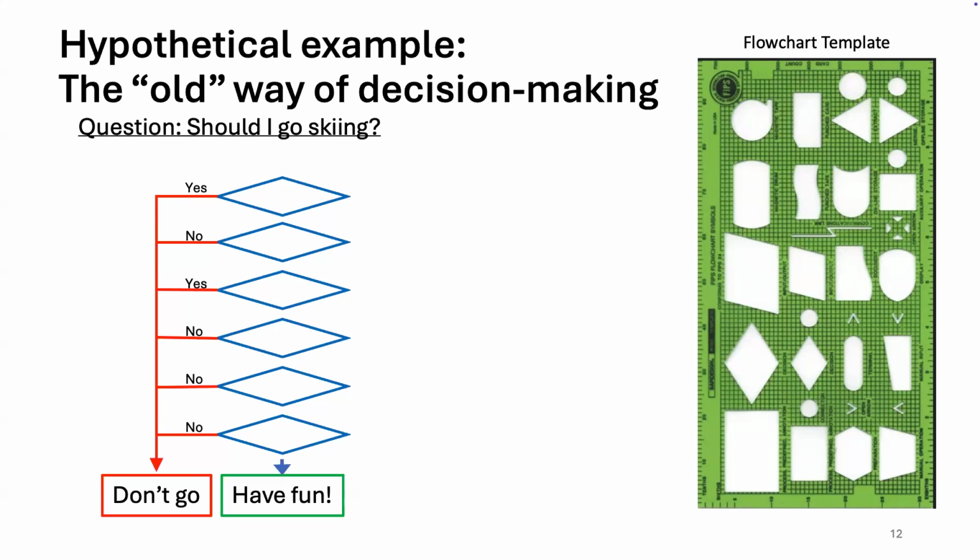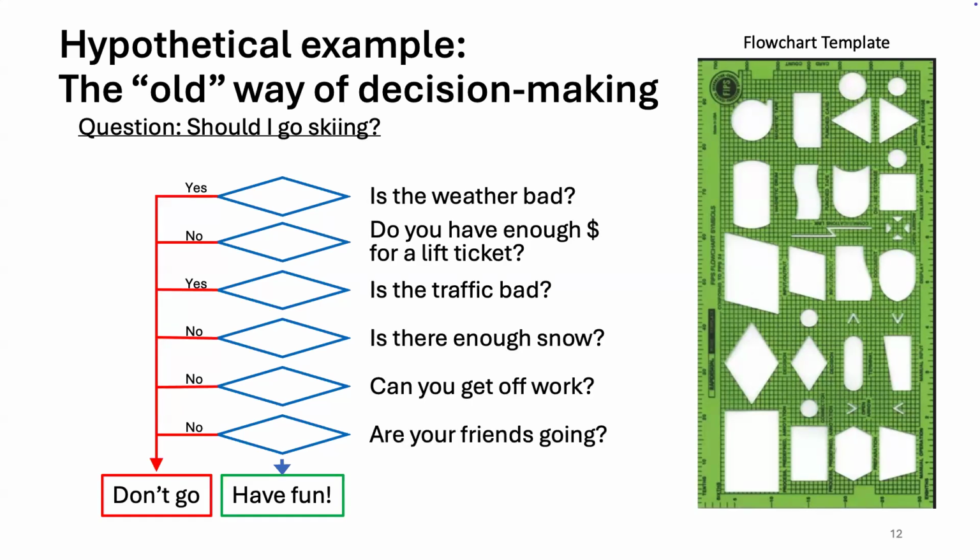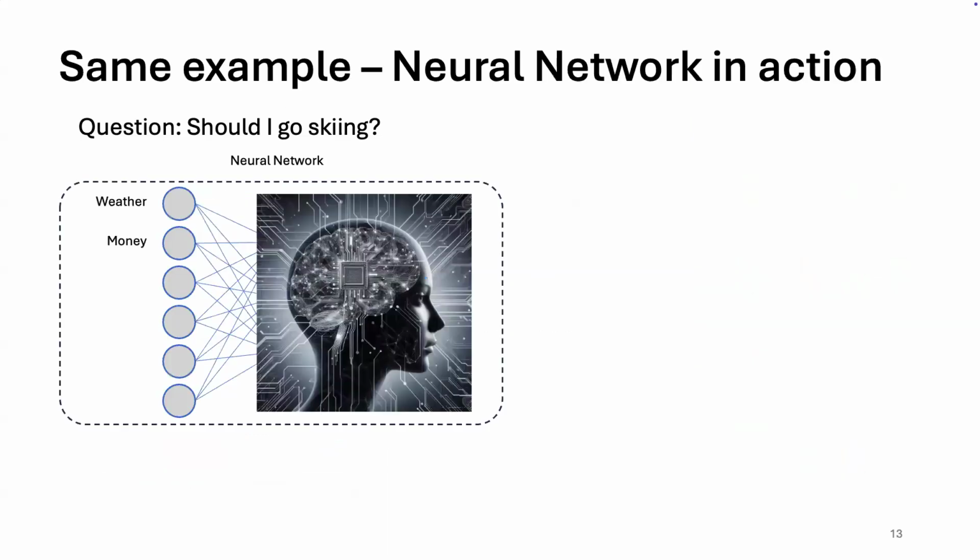And you can see here, I've built a flowchart to answer the question, should I go skiing? And the input to this is a bunch of decisions that say, is the weather bad? Yeah, don't go. Do you have enough money for a lift ticket? No, don't go. And you would make these decisions step by step, and it came up with a yes, no answer.